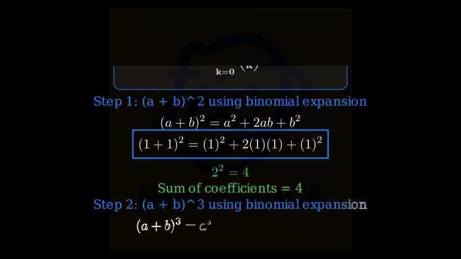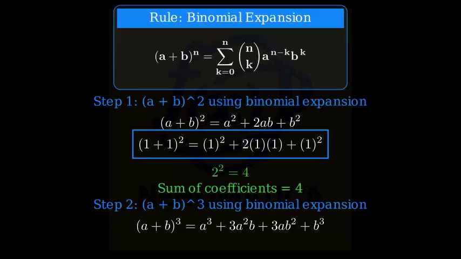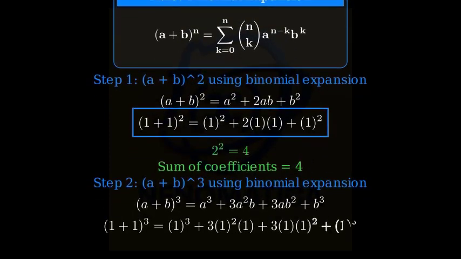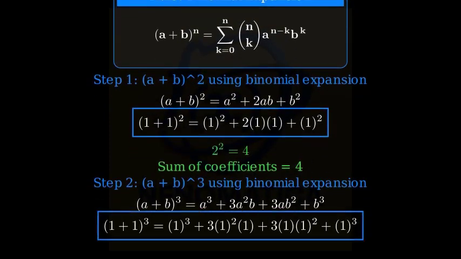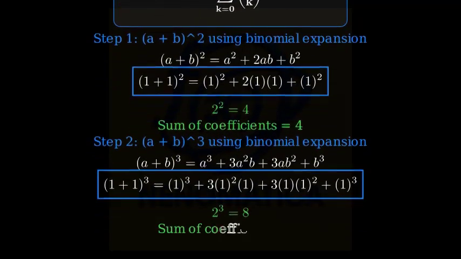Step 2. Now do (a + b)^3. The expansion is a^3 + 3a^2b + 3ab^2 + b^3. Set a equals 1 and b equals 1 to sum the coefficients. That gives 2^3, which equals 8.